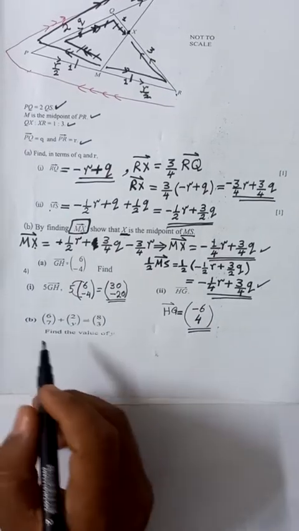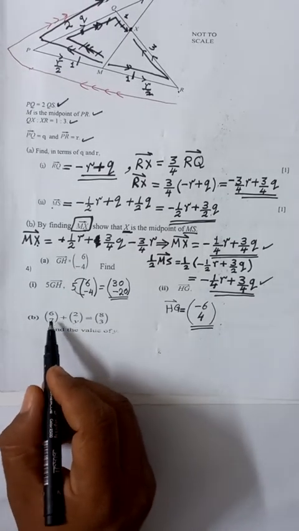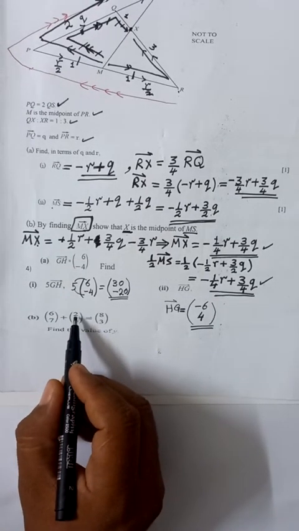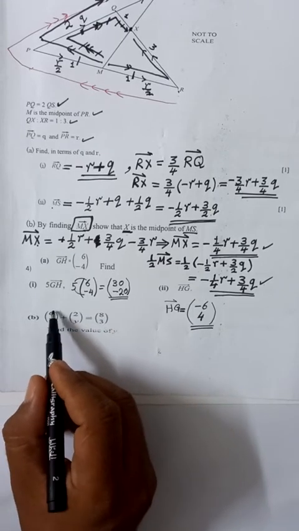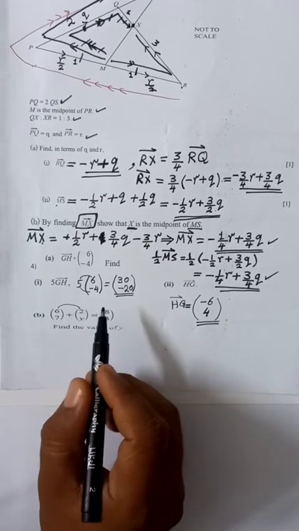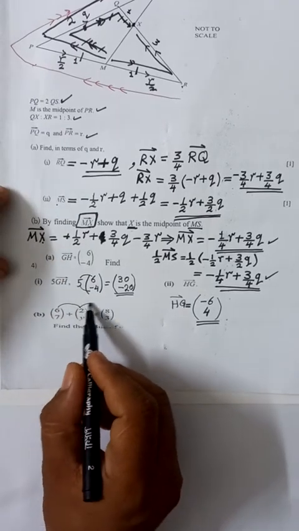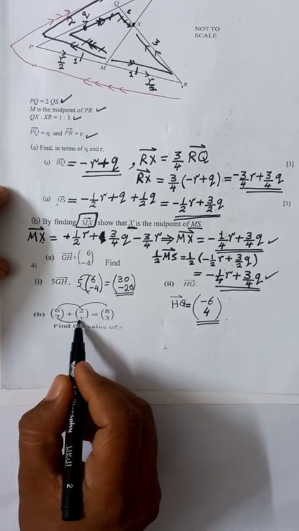Number B, we have the column vector 6 and 7 plus the column vector 2 and y equals 8 and 3. So you can see that we are just adding the horizontal components together. 6 plus 2 is 8. So 7 plus y is 3.